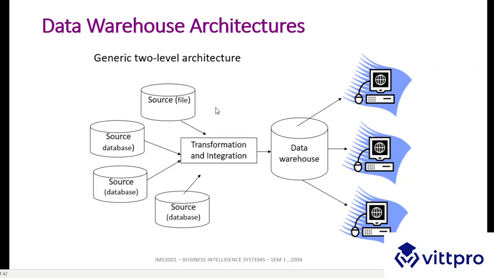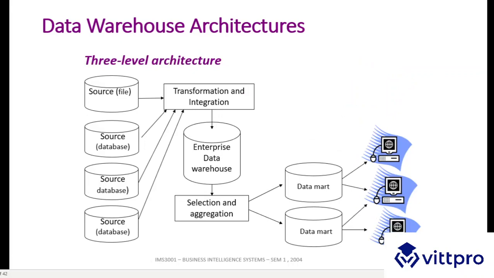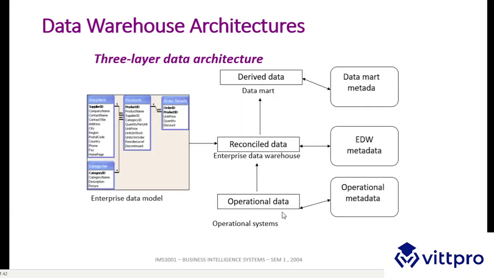So this is a generic two-level infrastructure. The three-level architecture we have already discussed. You have the source file, you have the enterprise data, and then you are selecting and aggregating. There is an OLAP server, meaning data marts, and then the clients are able to access the separate marts, right? That is three-tier.